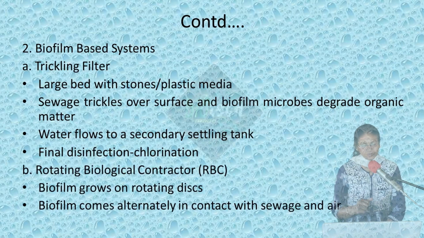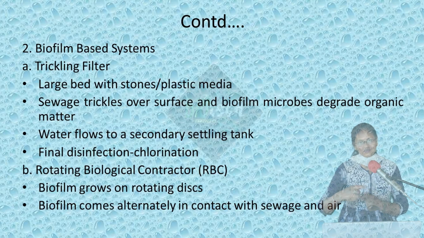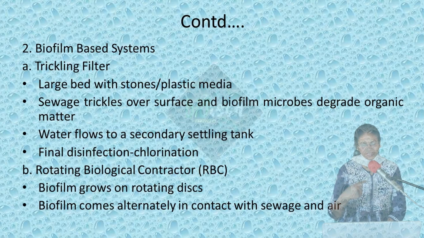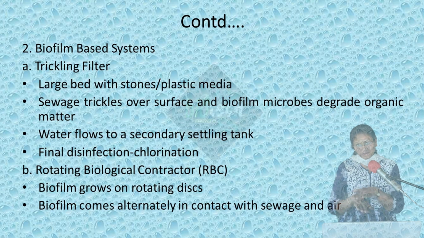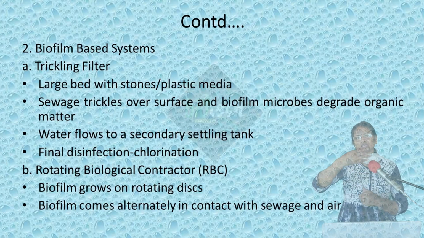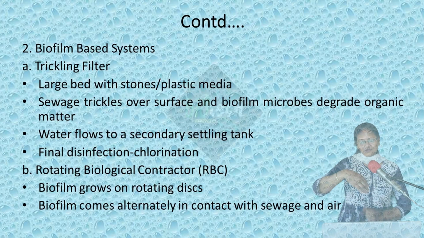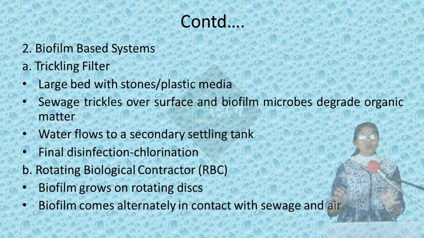Then the second type of reactor is the rotating biological contactor, commonly known as RBC. Here also the biofilms are there, but they grow on rotating discs. The main feature is that there are multiple discs which are rotating all the time, and half of the time they are submerged in the wastewater, and half of the time they come to the upper side where they come in contact with the air.